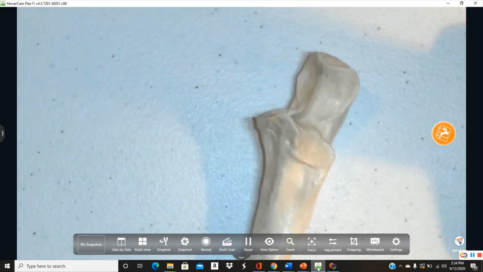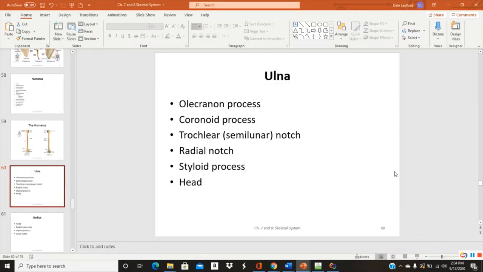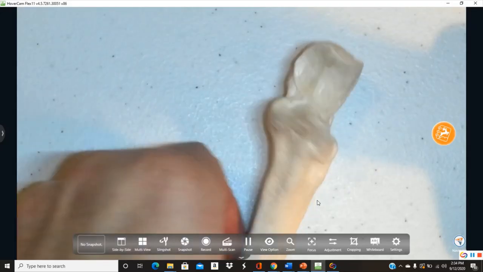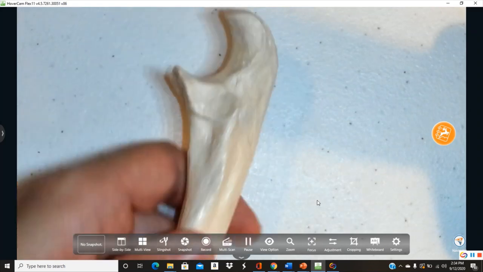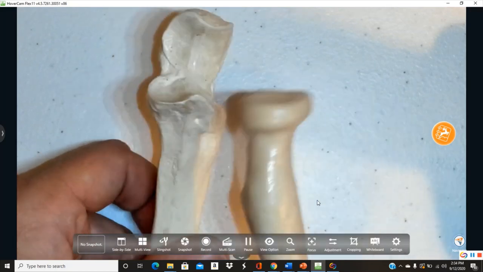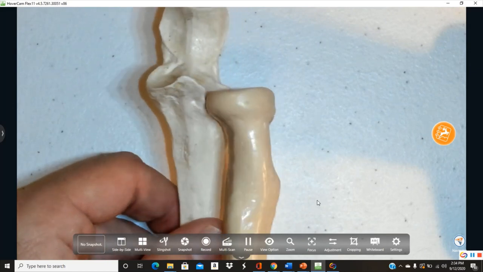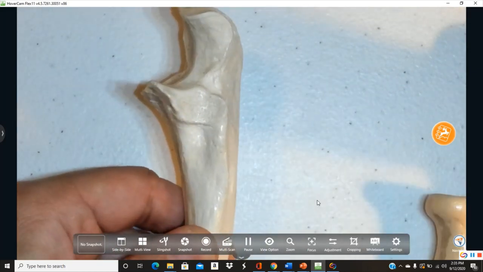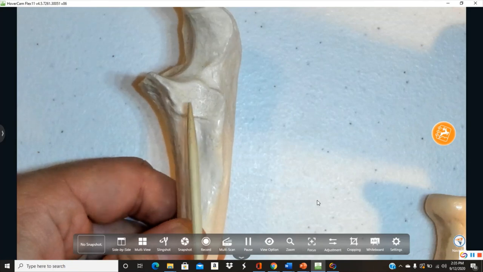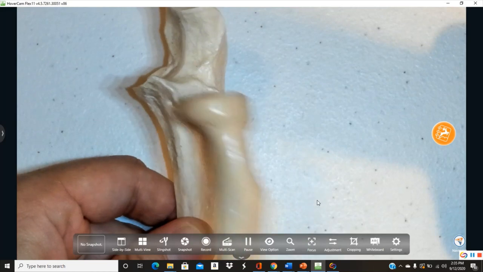Cool beans. Now, our radial notch is something I'm going to use to help you understand what it is. This is on the proximal end right here, and you will see a notch. That's because the proximal end of the radius has the radial head that articulates into this, hence forming the radial notch of the ulna. Radial notch of the ulna, because the head of the radius articulates there.